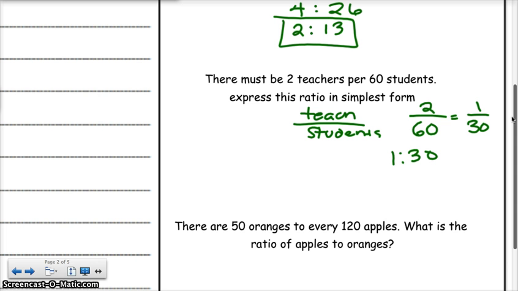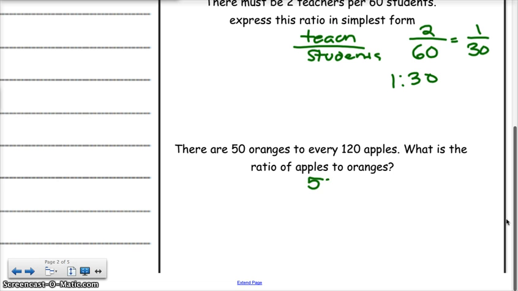Okay, 50 oranges to 120 apples. What's the ratio of apples to oranges? 50 is to 120. Divide them both by 10 first. 5 is to 12, and I am done. It would be 12 to 5. Why would it be 12 to 5? Apples to oranges. You're dang right, it would be 12 to 5. I want apples first, to oranges. My apples is 120. My oranges is 50. Cancel out that 0, 12 to 5.